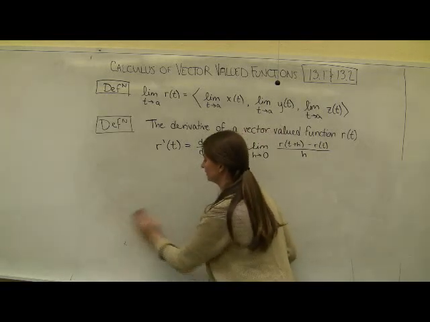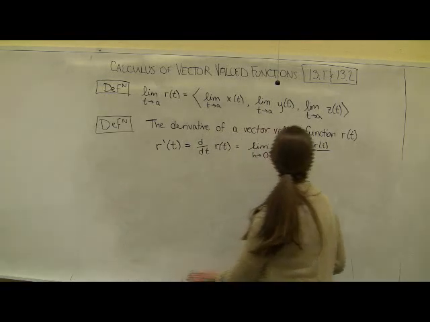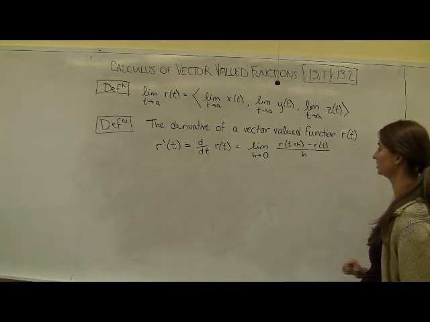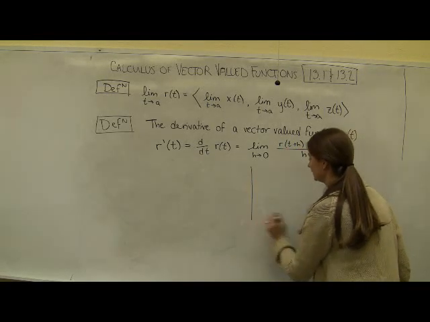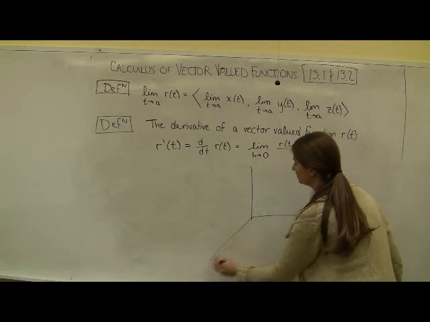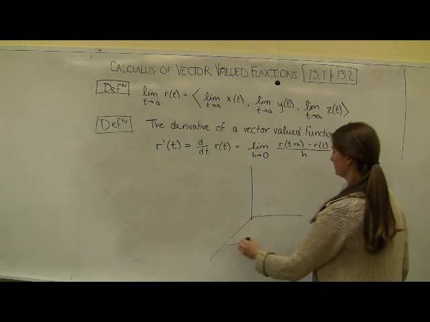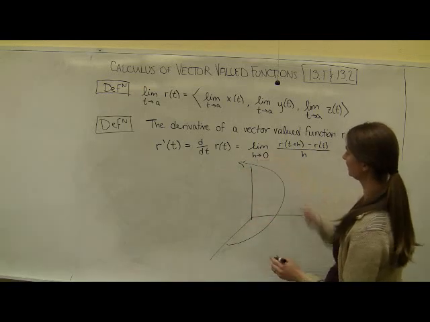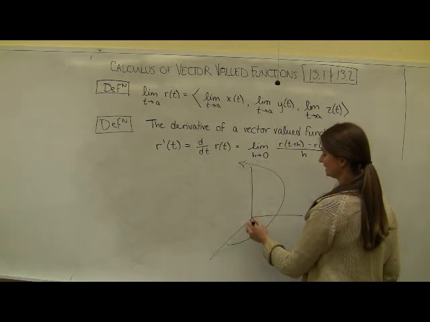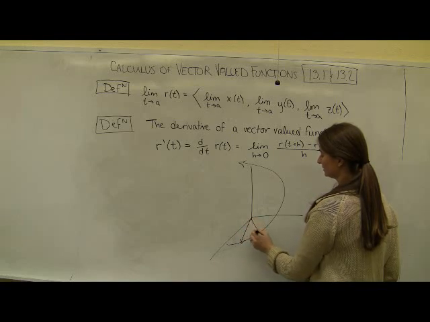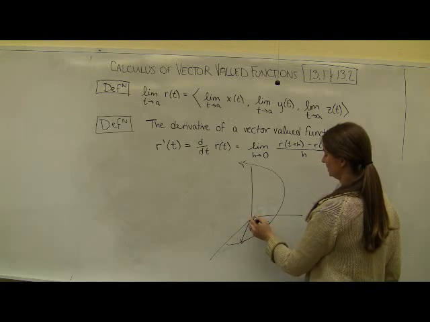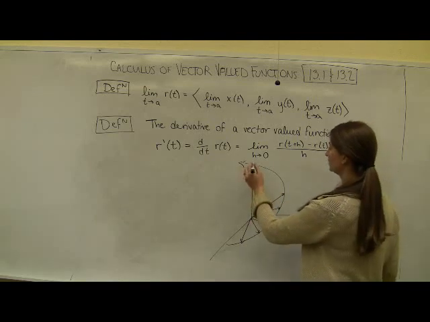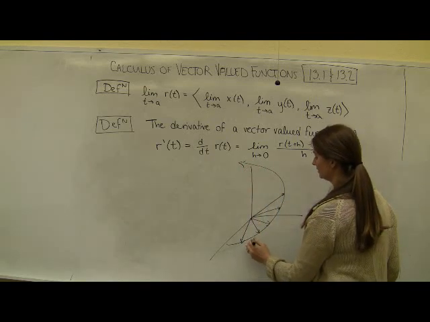Let's look at the geometry. What is actually going on here? Let's look at a picture of what our r of t plus h minus r of t looks like. Let's say that we have a vector valued function and it traces out some path in 3-dimensional space. This arcing line is meant to indicate the tips of all of the vectors as the vector changes as time shifts. And we're going to call this r of t.